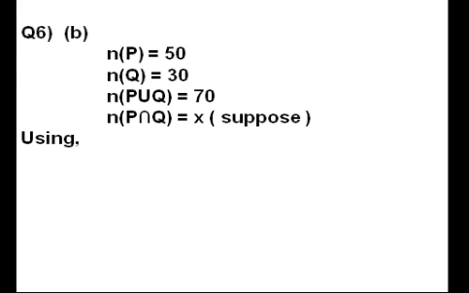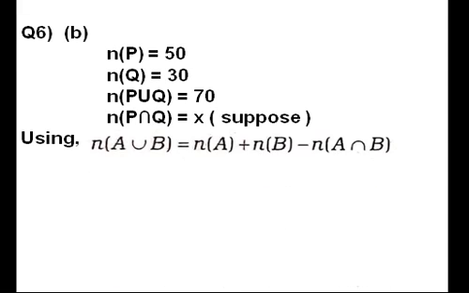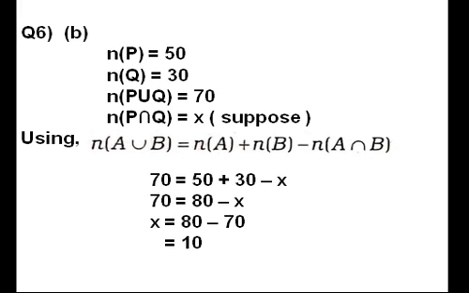Remember, here comes the use of cardinal properties that we have gone through. So I'm going to use the property. The cardinal property is: the cardinal number of A union B is equal to the cardinal number of A plus the cardinal number of B minus the cardinal number of A intersection B. Let us substitute the values. We have A union B equal to 70, the cardinal number of A was 50, the cardinal number of B was 30, and A intersection B cardinal number we have assumed as X. So we get an equation, and once we solve it, we get X is equal to 10. Therefore, the value of cardinal number of P intersection Q is 10.